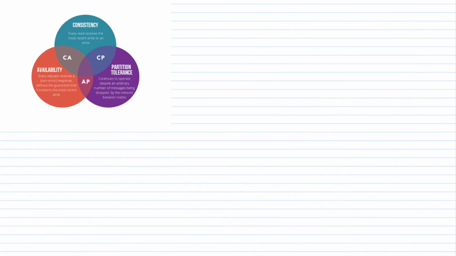So according to the CAP theorem, any distributed system needs to pick two out of these three properties. So any distributed system cannot have all of C, A, and P, right? It cannot have all of them. It either has to choose CA or AP or CP. But CA is not really an option.